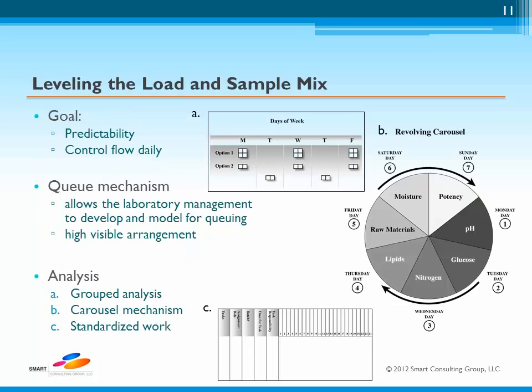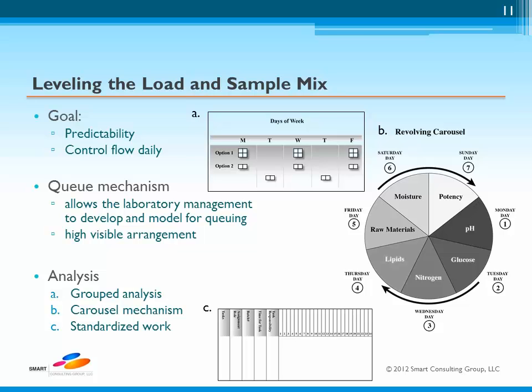Leveling the load and sample mix. As previously mentioned, predictability is the goal of the lean laboratory because it results in the load leveling or smooth flow. The future state strategy needs to be to control the same or equivalent flow on a daily basis to permit load leveling and smooth flow to occur. Each area of the process may be adjusted for peak performance, and this will provide gains in overall productivity.